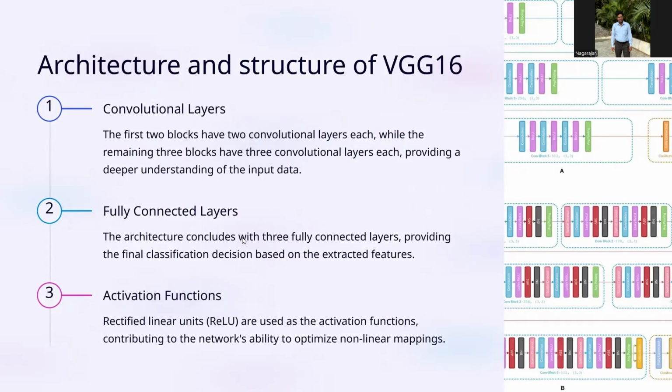Next, the fully connected layer. The role of the fully connected layer is very important because this gives the final prediction decision based on the extracted features. For example, if you have 1,000 objects, suppose you have a cat, you can train and get the output of cat only. Or else if you have a dog, you can train and get the same output. Then activation functions. These are ReLU functions, because these help the network to optimize nonlinear mappings also.